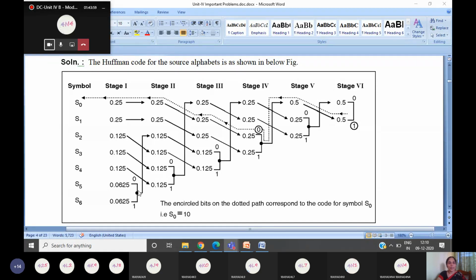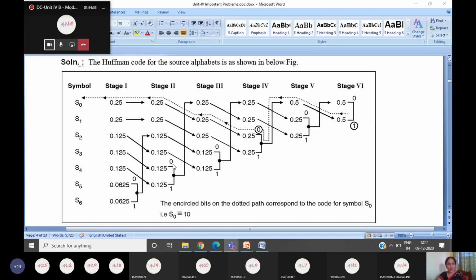Okay. Now please relocate the added value in the order of decreasing probabilities. So 0.25, 0.25, what is the added value? 0.125. So relocate this into the new position in stage 2, in the order of decreasing probabilities. So our S2, S3, S4 positions will change, because this is 0.125.